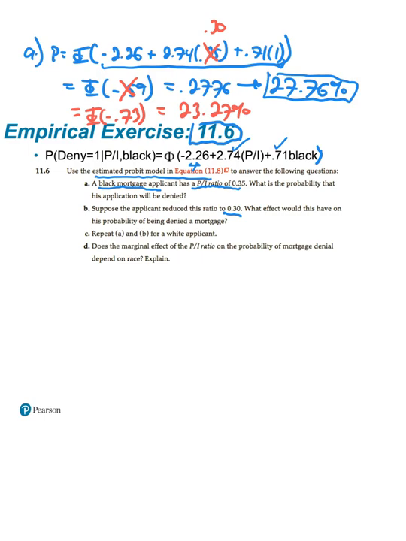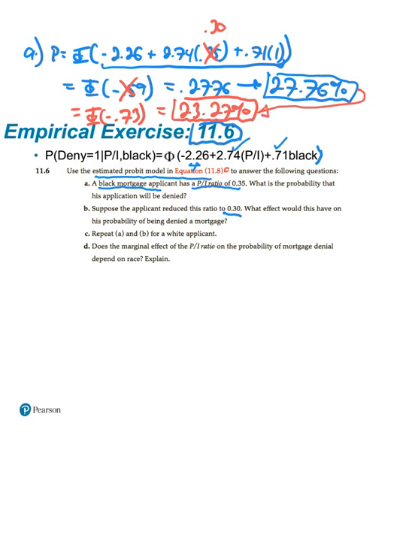So qualitatively, what should be true is if someone's able to reduce their PI ratio, this makes you more attractive from the bank's perspective as far as loaning you money. This should reduce the likelihood of you being denied a loan. And that's what we see right here. This individual was able to lower their PI ratio to 0.3, and their probability of being denied went from about 28% to just over 23%.